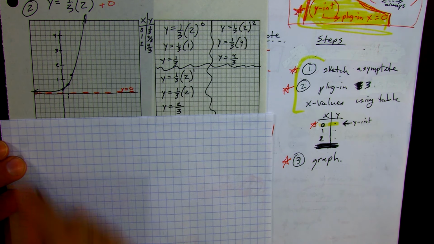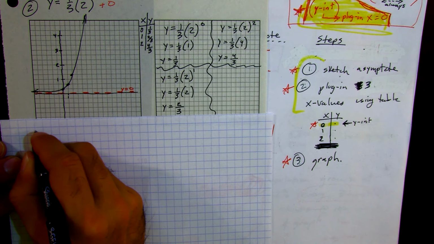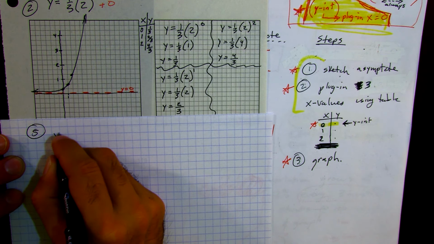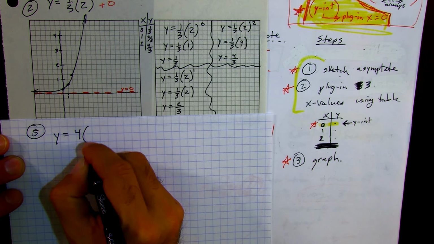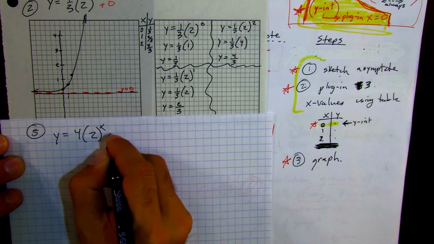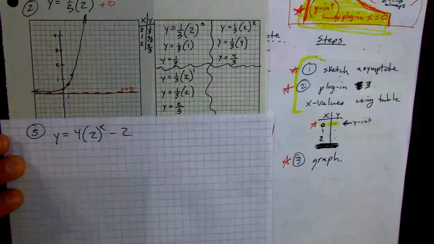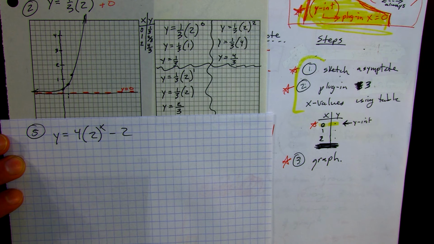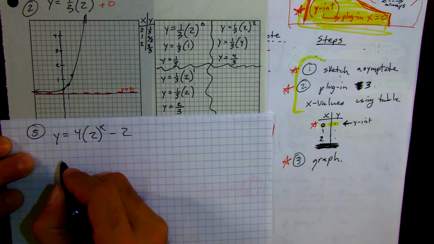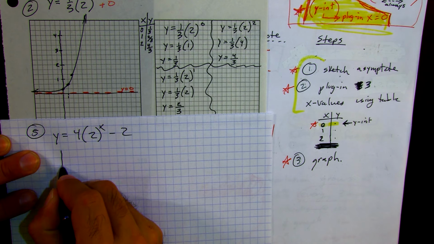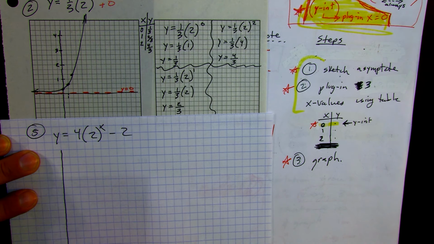Okay. So the next one we're doing is number 5. We have y is equal to 4 times 2 to the x minus 2. Look, this time we do have a C value. But it's not going to be too different than when we did it with 0. So I'm going to go ahead and just make my graph.